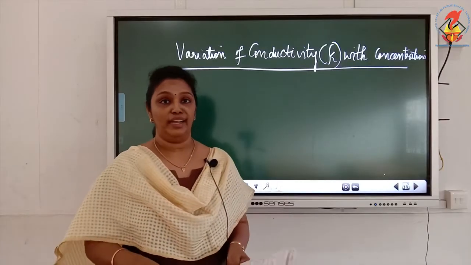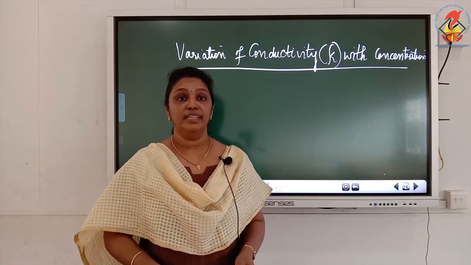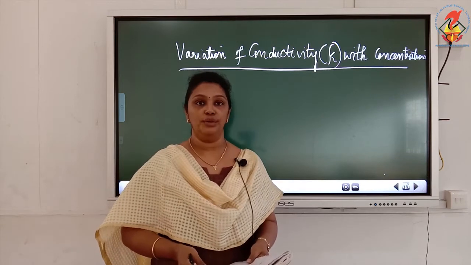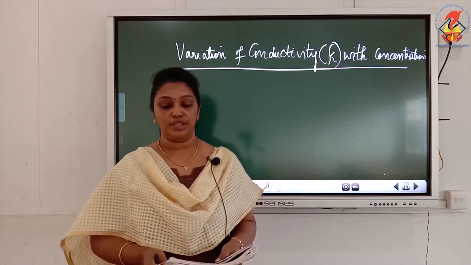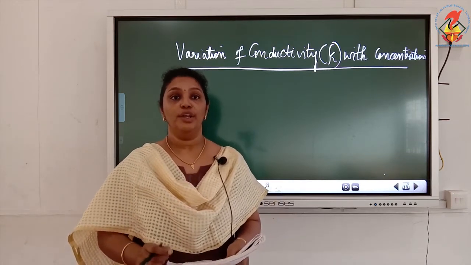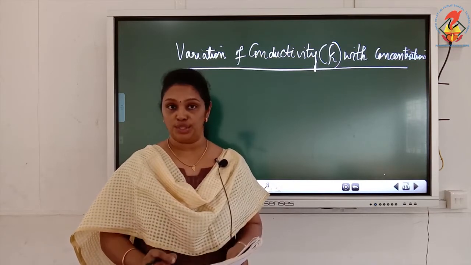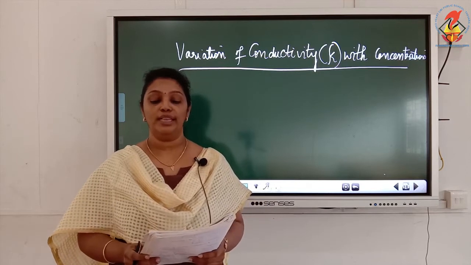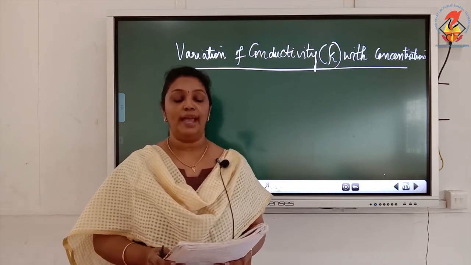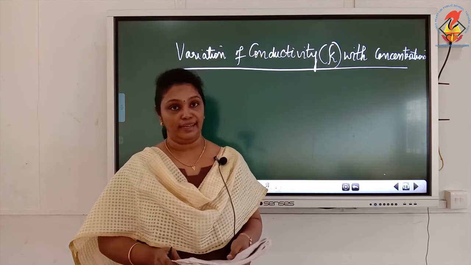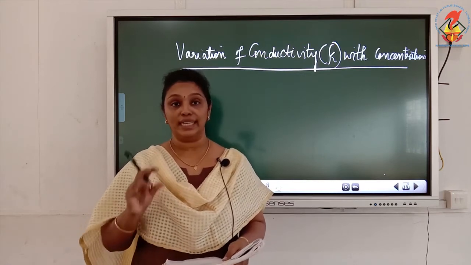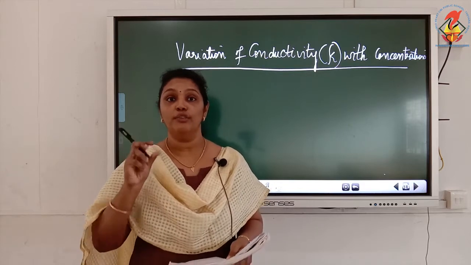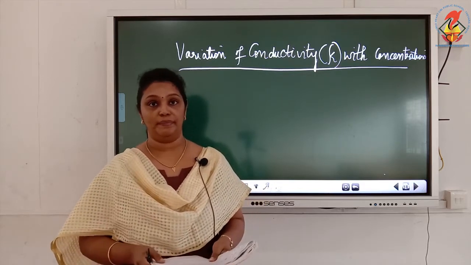First, let me define the word conductivity of an ionic solution. Conductivity of a solution at any concentration is the conductance of unit volume of solution kept between two platinum electrodes with unit area of cross section and a distance of unit length. So conductivity is used to find the conductance of unit volume of solution.